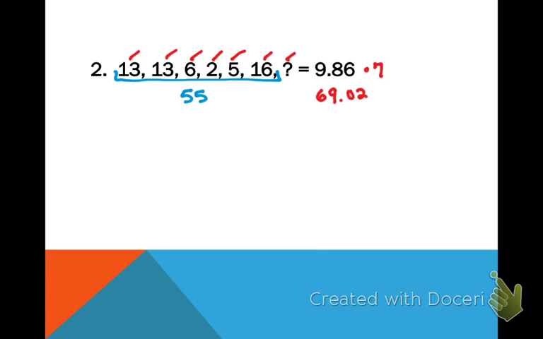So now I have 69.02 minus 55. 69.02 minus 55 equals 14.02. And that's my missing number.